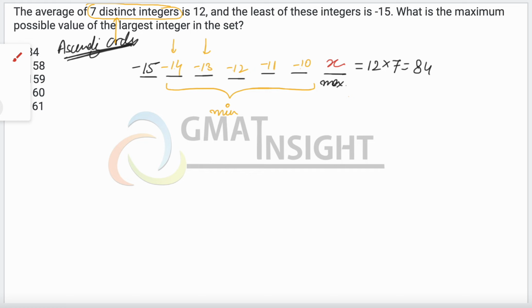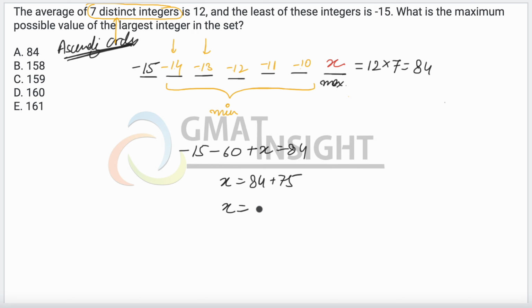We already know that the sum of all these values is equal to 84, so we can just quickly add them up. Let me just quickly see: -15, -14, -13, -12, -11, -10 gives -75. So -75 plus x is equal to 84. So x is equal to 84 plus 75, which is 159. That's the maximum value that x can have, and therefore option C becomes the correct answer.